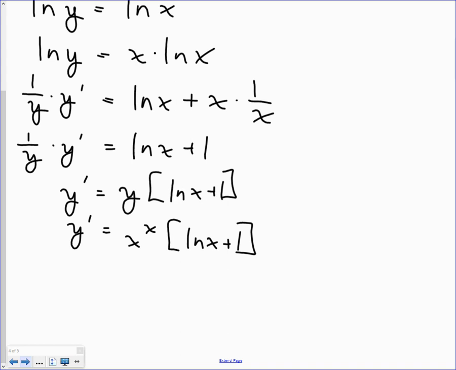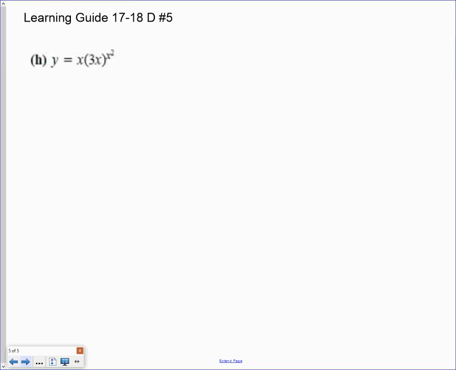So, logarithmic differentiation, there is one question that appeared earlier on in the guide. If you're working on Unit 17/18, Box D, question number 5, Part H is a good one to do using logarithmic differentiation. So if you skipped over that one because of the note that was left in there, maybe now you go back and try it and see if you can get the answer.